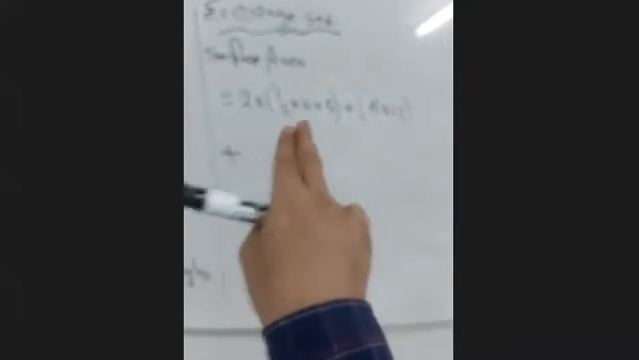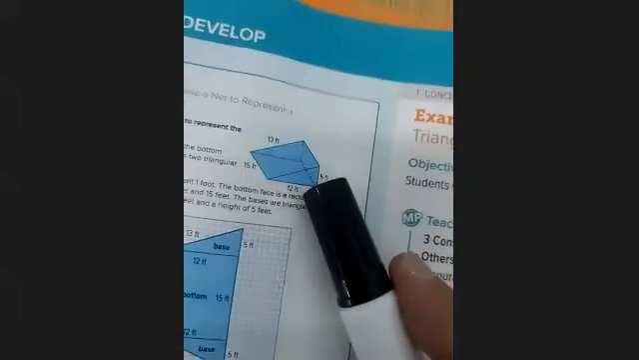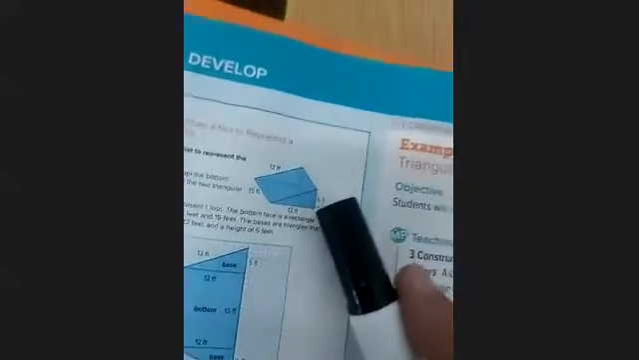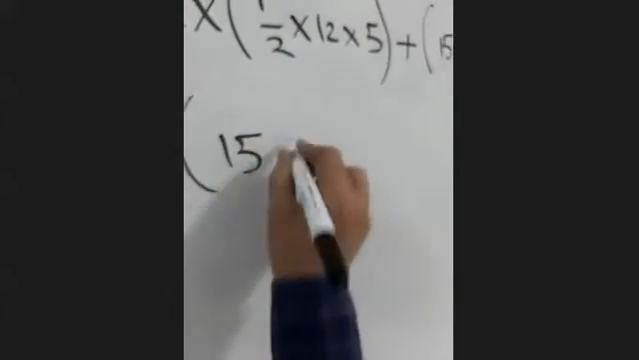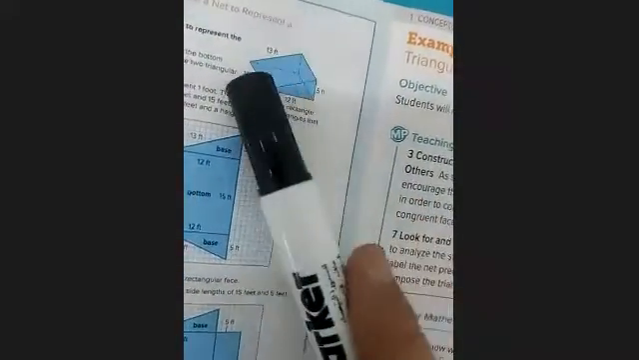I found the two triangles and the bottom one. Now I want to find the rectangle which is on the side. Here I have width 5, but how much is its length? Its length is the same, 15. So we have 15 by 5, plus. The last rectangle, the top one, the upper one, has length 15 and width 13. So it is 15 by 13.